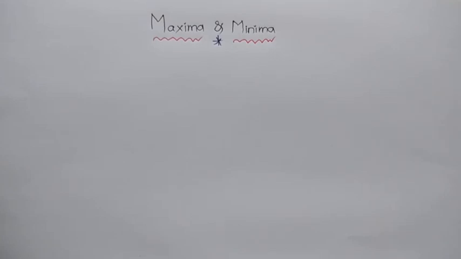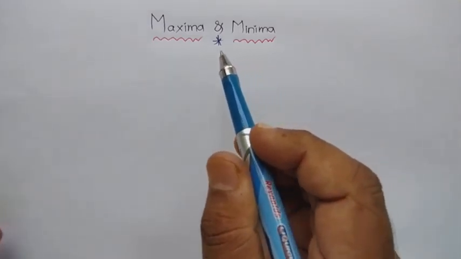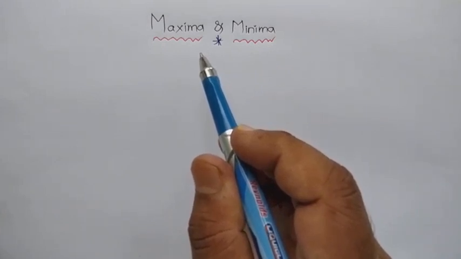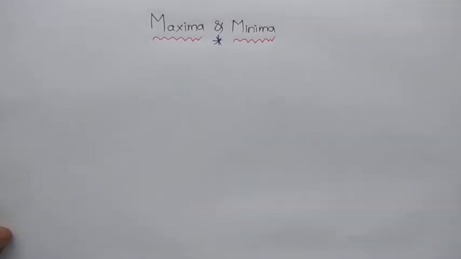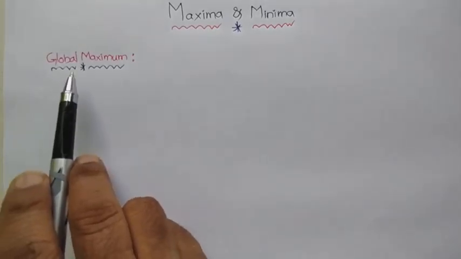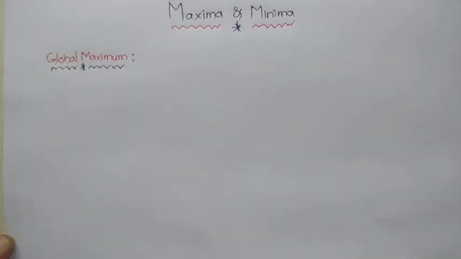In this session, we are going to start a new topic, maxima and minima. In this chapter, we are going to find the extreme values of a given function, that means we are going to find the maximum values and minimum values for the given function. In this regard, first we are going to find the global maxima. What is the global maxima of the given curve? We are going to learn now.